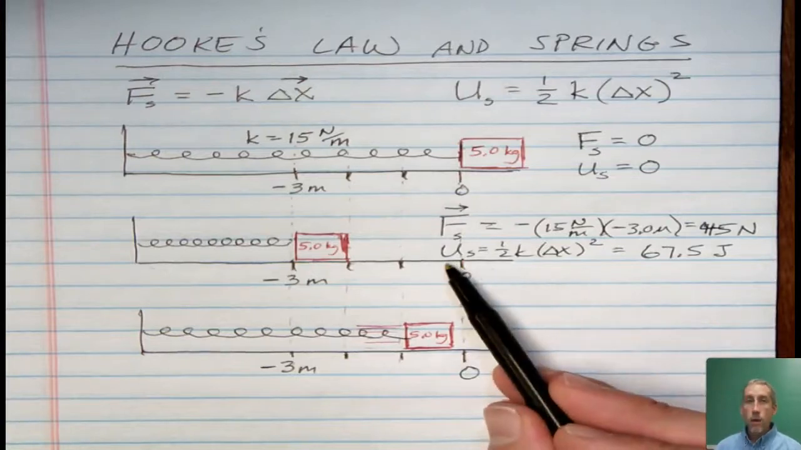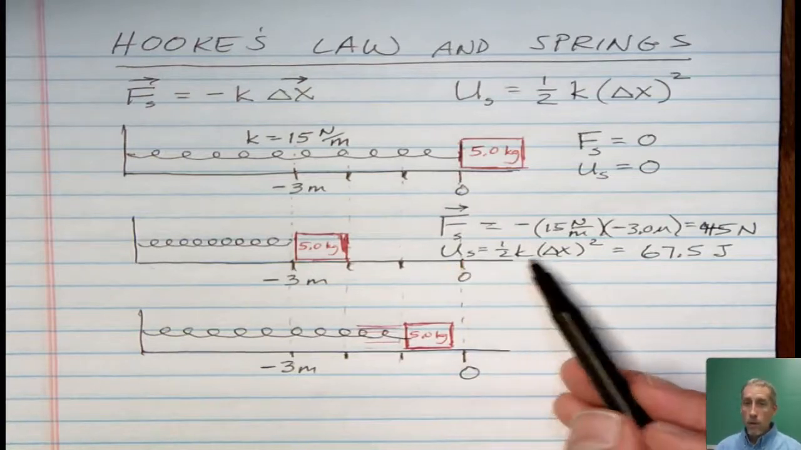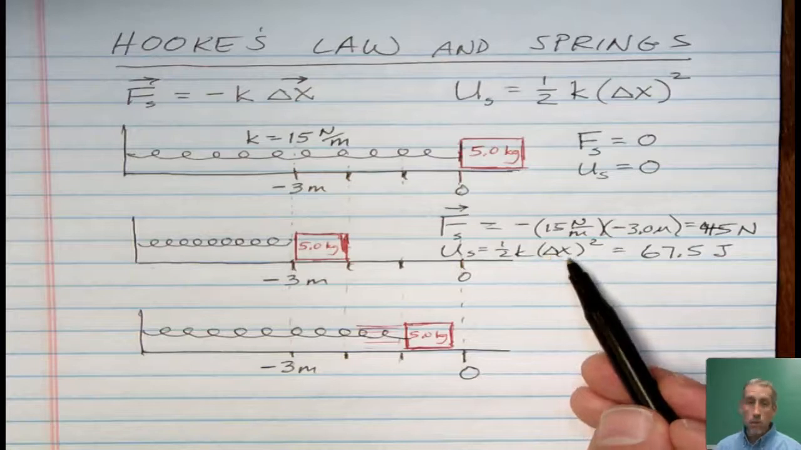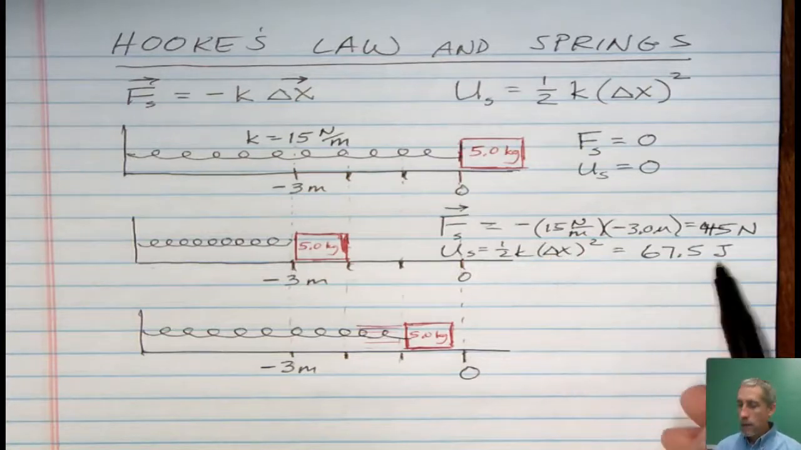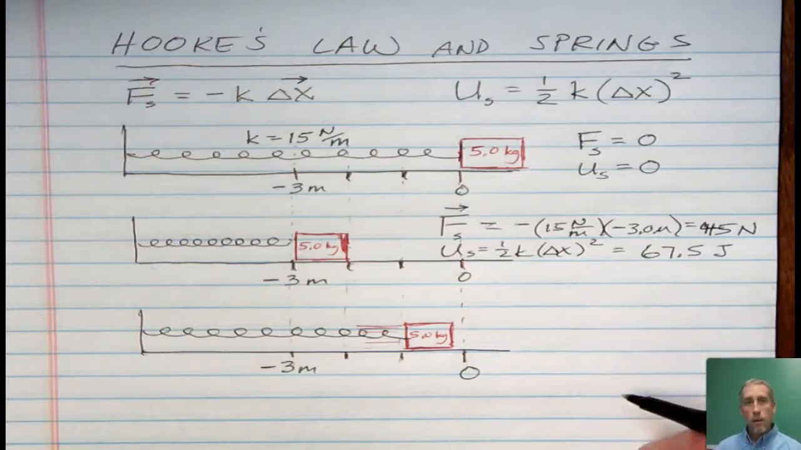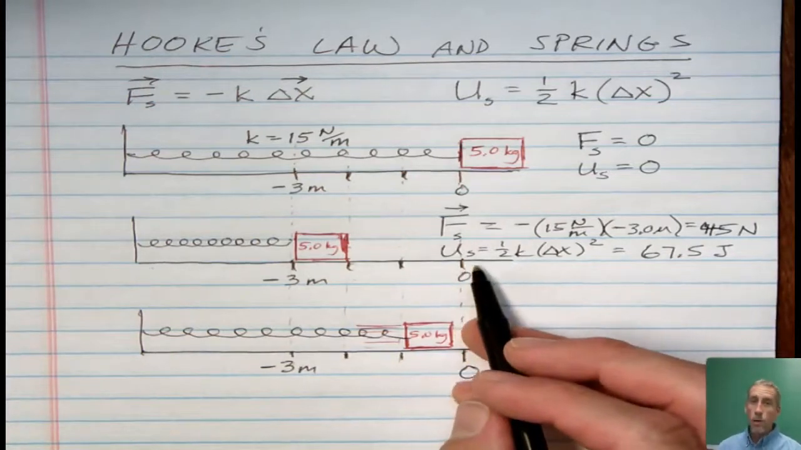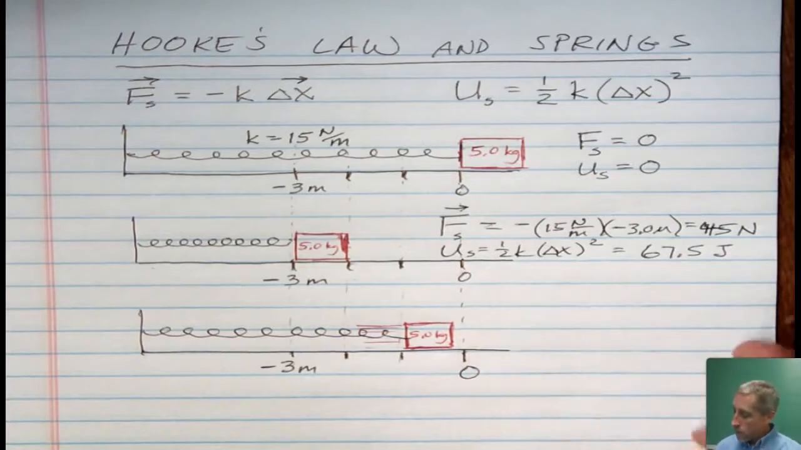This energy will never come out negative. If you look, K is always going to be positive and delta X is always going to be squared. That means we're never going to have a negative energy. And that's always true for springs. Now, that's not true for gravitational potential energy, but that's got a little different setup. So just know if you get a negative spring energy, you did something wrong.